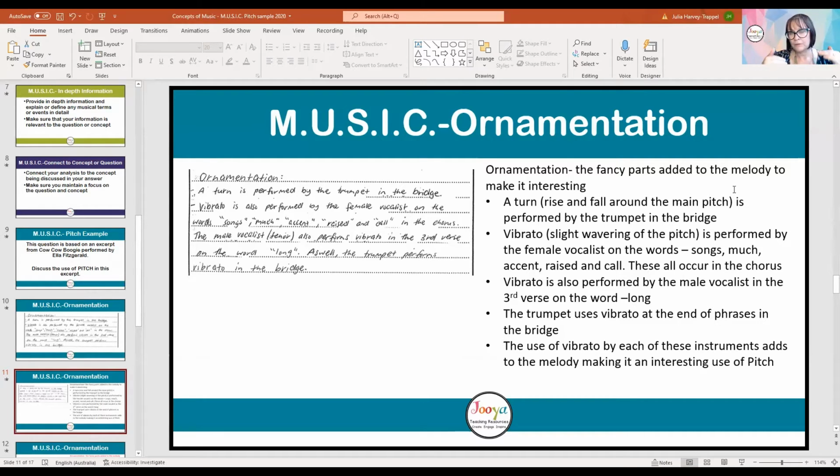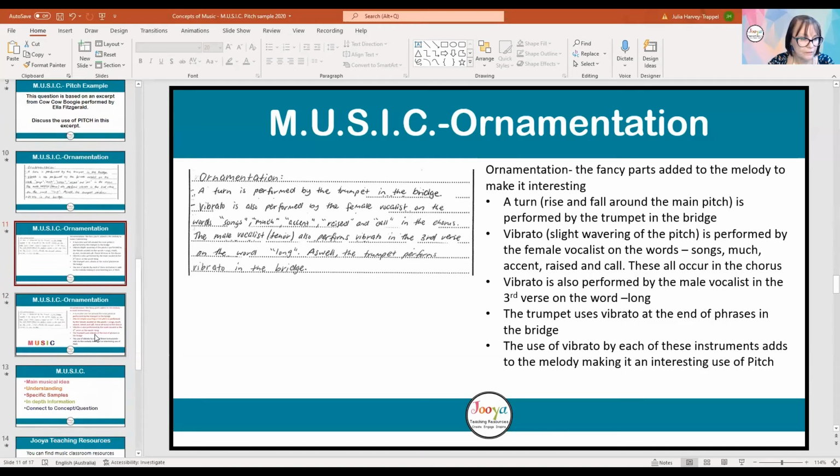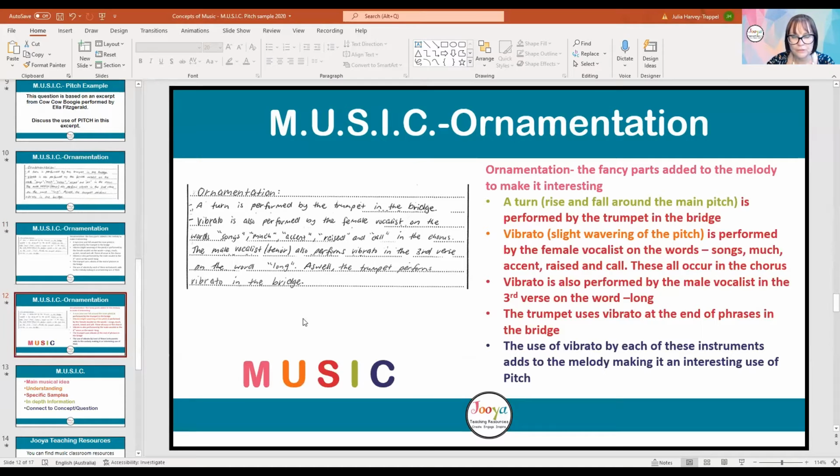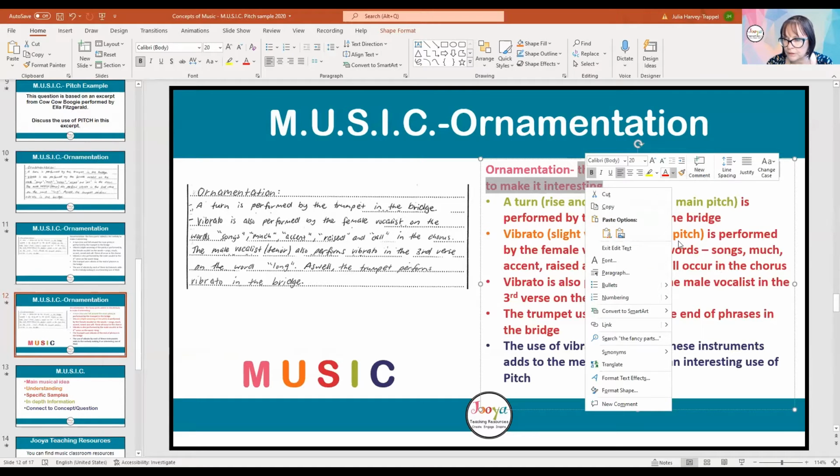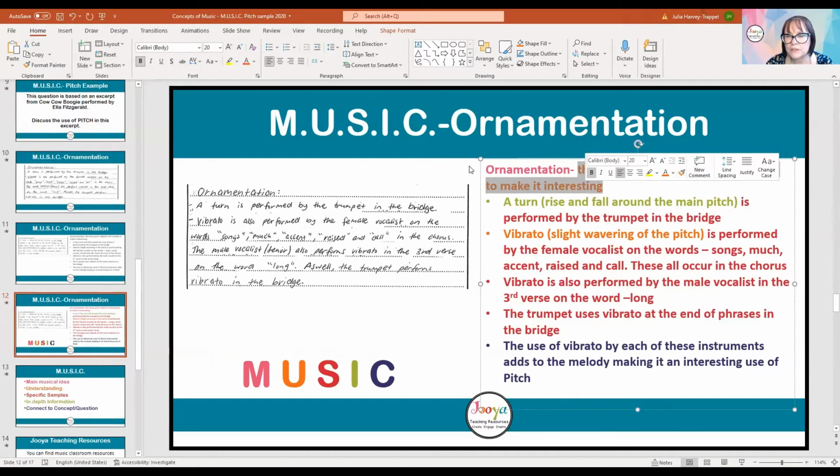But let's have a look at how this actually looks when we talk about using that music scaffold. So this is now taking what the student has written and making it into a music framework, okay? Music framework. So here we go. It's already done that, but let's see the colors so you get the idea. So again, here's the student sample: main idea, understanding, sample, in-depth information, and connect to concept. So this here should be orange. I'll fix that up. Okay, so ornamentation is the main idea.